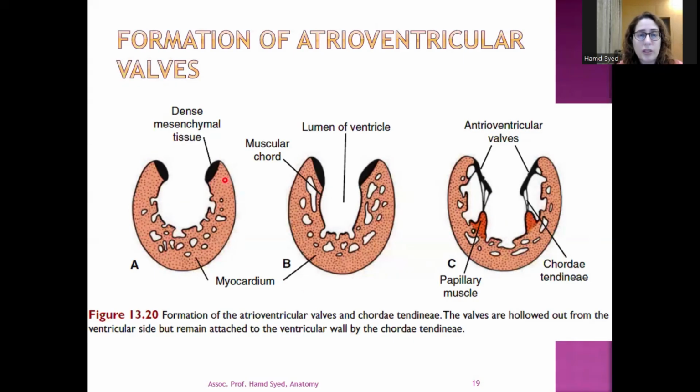So this is the inner wall, the muscular wall of the heart, that is the myocardium, and in the ventricular region, you can see over here that this is a thickened area, and what's going to happen is because of the flow of blood, this is going to start thinning out, and you can see that now the papillary muscle has become prominent and it is connected to this fibrous tissue, the dense mesenchymal tissue, through these strings which are the chordae tendineae. And these dense fibrous tissue regions, they are going to form the atrioventricular valves, which are attached to the ventricular wall through the chordae tendineae.